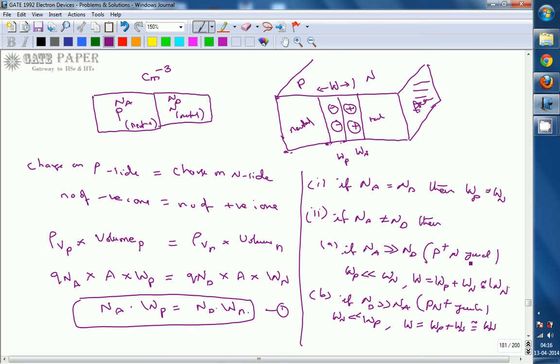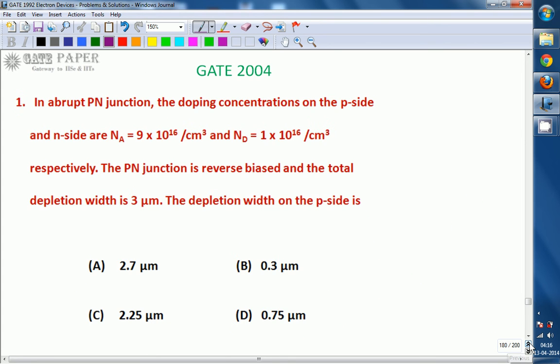So now we will come to our question. Given, acceptors is 9 into 10 power 16 and donors is 1 into 10 power 16. So here Na is very large compared to Nd, so it is the nature of a p plus n junction. And we know the equation Na into Wp is equal to Nd into Wn. What was given is W, and W is equal to Wp plus Wn.